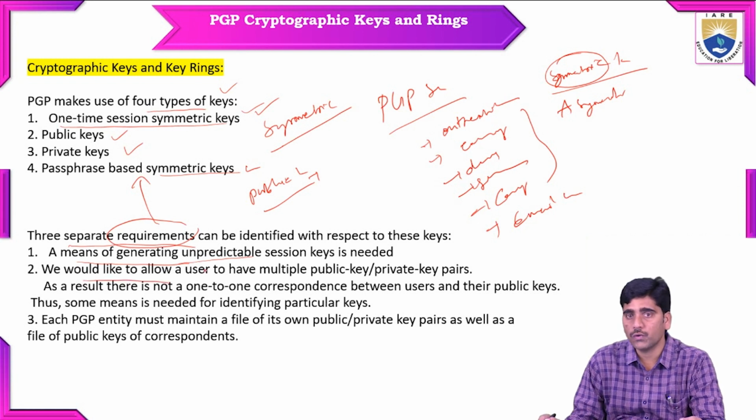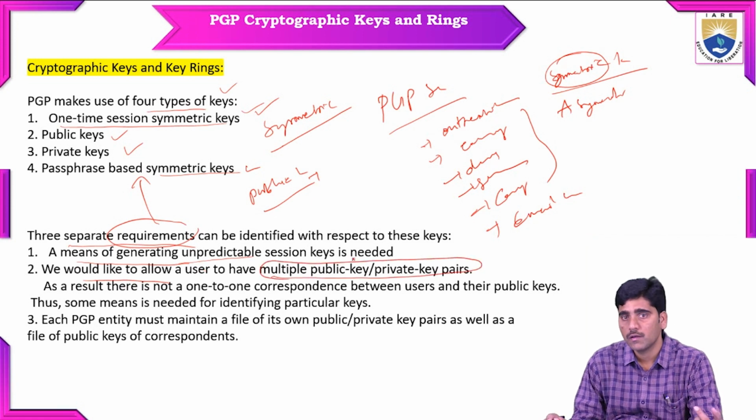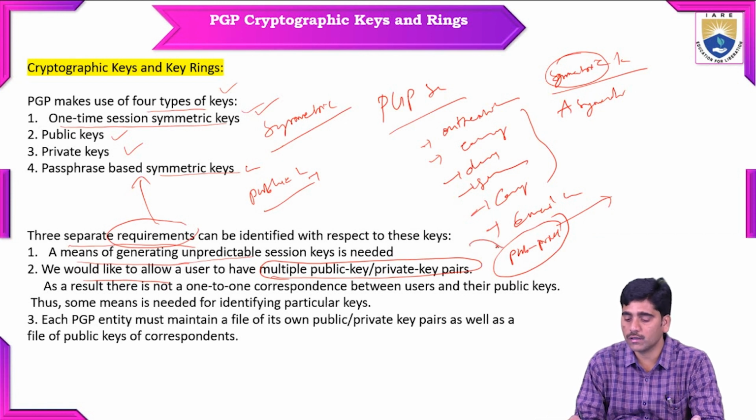The second requirement is that we would like to allow a user to have multiple public or private key pairs. These public and private key pairs are generated for the data transmission with the help of encryption and decryption. For encryption you can use the public key, and for decryption you can use the private key. So users must be allowed to have multiple key pairs for the encryption and decryption process.